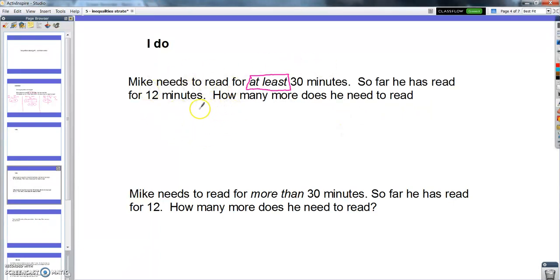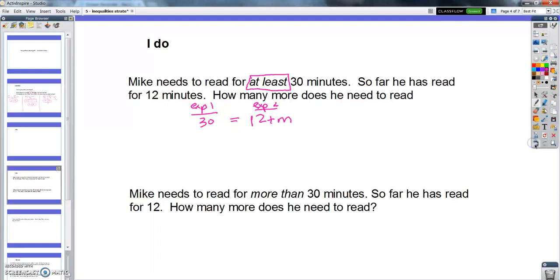We said last time it was, well, expression number 1 is 30 minutes. That's what he needs to read. And so expression number 2 is what he has read. And that was 12 plus M. But in this case, this is a little different. Instead of these needing to be equal, these don't have to be equal anymore. Because he doesn't have to read for 30 minutes, he has to read for at least 30 minutes, which means he can read for 31 minutes, 32 minutes, 33 minutes, 34 and a half minutes, 36 and 1/4 minutes. Anything that's greater than 30 minutes will be okay. As long as what he reads is more than 30 minutes, he'll be okay.